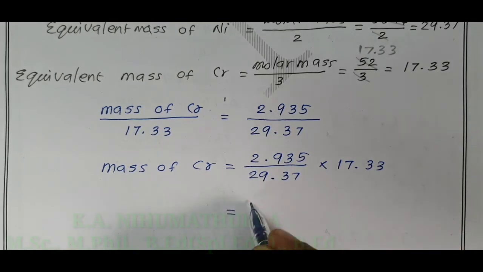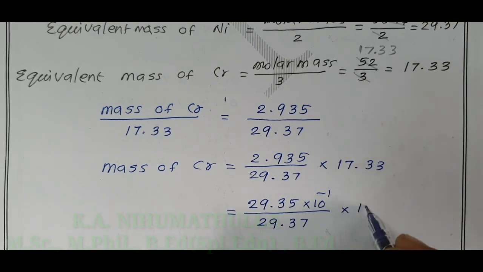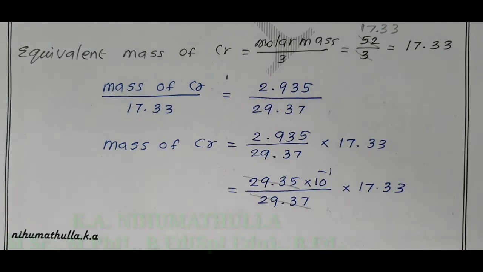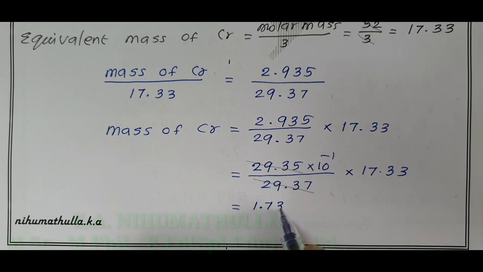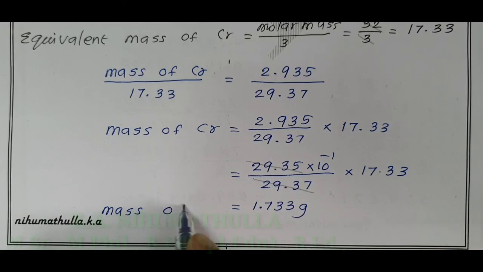That is equal to 29.35 into 10 power minus 1 divided by 29.37 into 17.33. Now 29.37 and 29.35 get cancelled, approximately equal to 1. When you multiply 17.33 into 10 power minus 1, it will give 1.733 gram. This is your mass of chromium. Mass of chromium is 1.733 gram.